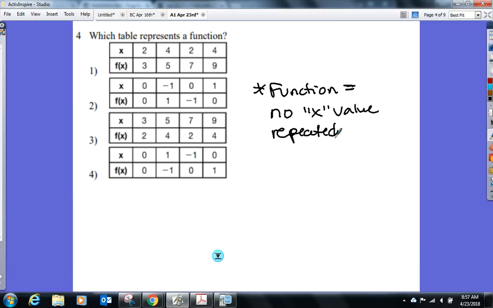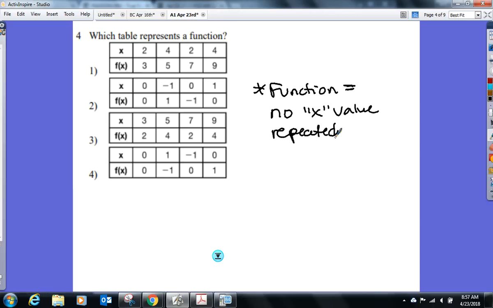So you look at these tables right now. 3 out of the 4, you have X values that repeat. Hey, X values, not F of X. I don't care about F of X. I care about X values. I want to make sure no X values are repeated here.